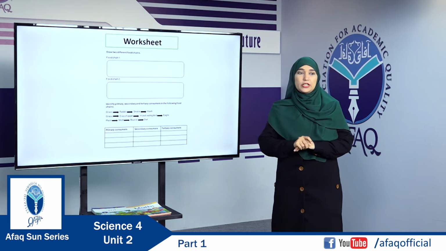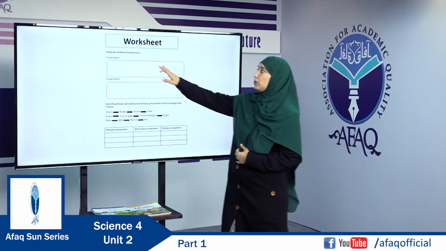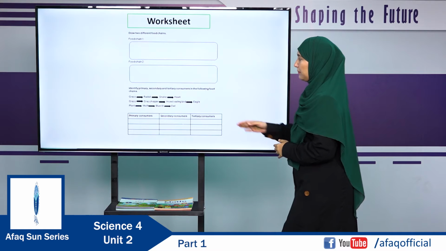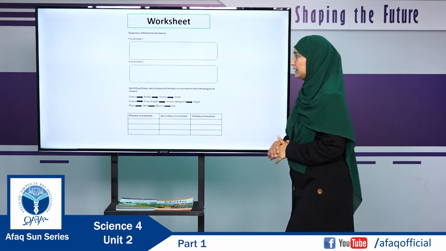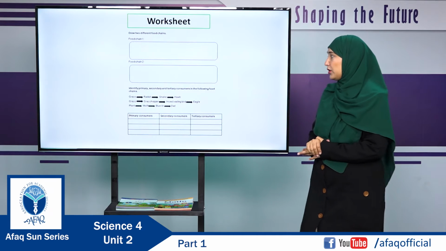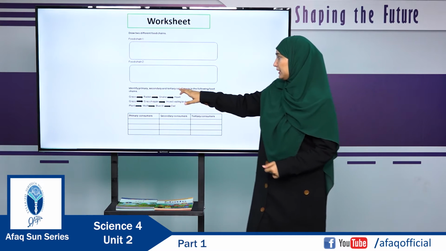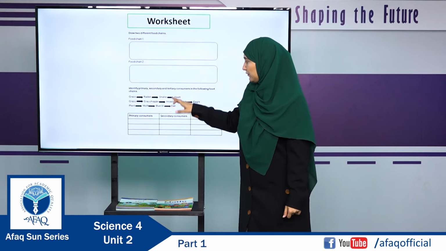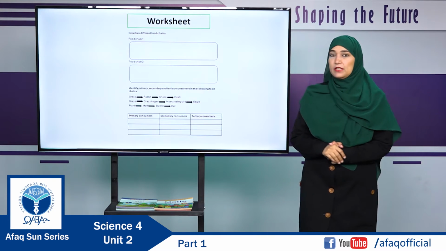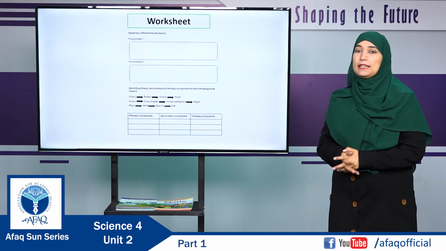Now you have a worksheet. What you have to do in this worksheet is draw 2 different food chains here and also identify primary, secondary and tertiary consumers in the following food chains. Here 3 food chains are given. You have to identify primary consumers, secondary consumers and tertiary consumers in these food chains, and write them in the boxes given here. Now you have to solve this worksheet, show it to your teachers and come back.